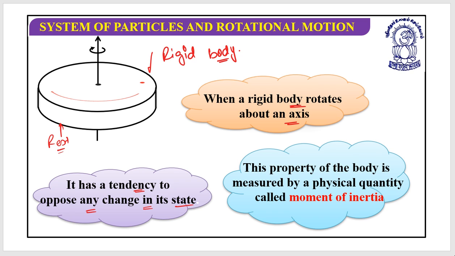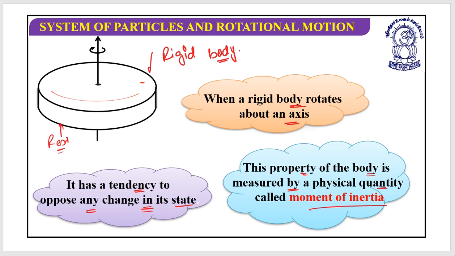There is always a tendency to oppose any change in its state, and this property of the body can be measured by a physical quantity that we call the moment of inertia. This tendency to oppose any change is what we call the moment of inertia. If you remember the laws of motion in a straight line, we defined inertia for the first time there, just the tendency to oppose any change. But at that point there were only three inertias: inertia of motion, inertia of rest, and inertia of direction.